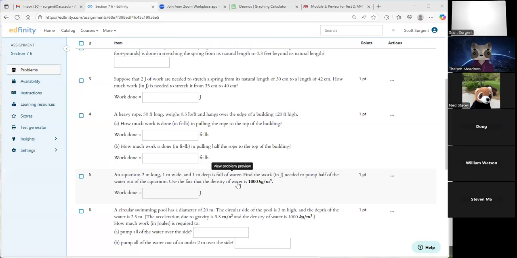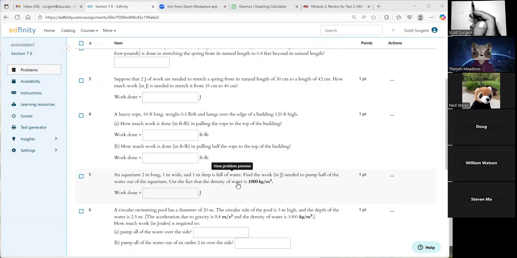Screen here. 7.6 number four: a heavy rope, 50 feet long, weighs half a pound per foot, hangs over the edge of a building 120 feet high. The 120-foot high building is irrelevant. It just needs to be higher than 50. You just don't want the rope to be laying on the ground. How much work in foot-pounds is done in pulling the rope to the top of the building?